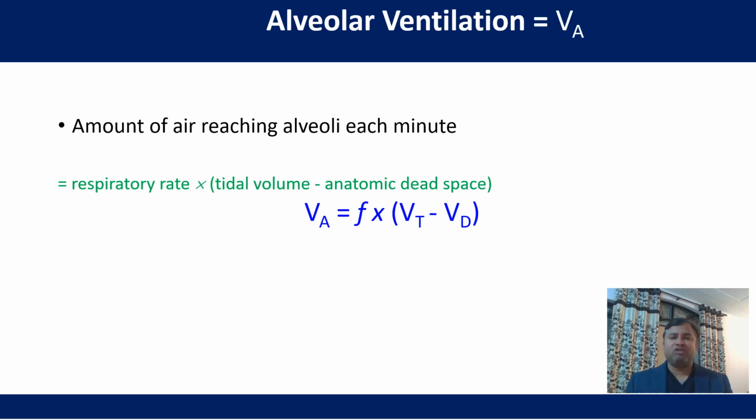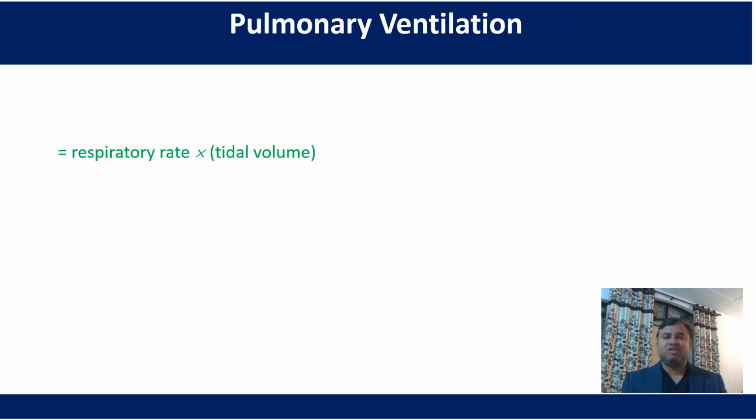Now the topic alveolar ventilation. The amount of air reaching the alveoli in each minute is called alveolar ventilation. It can be defined as the respiratory rate multiplied by tidal volume minus anatomical dead space. Pulmonary ventilation is the respiratory rate multiplied by tidal volume.